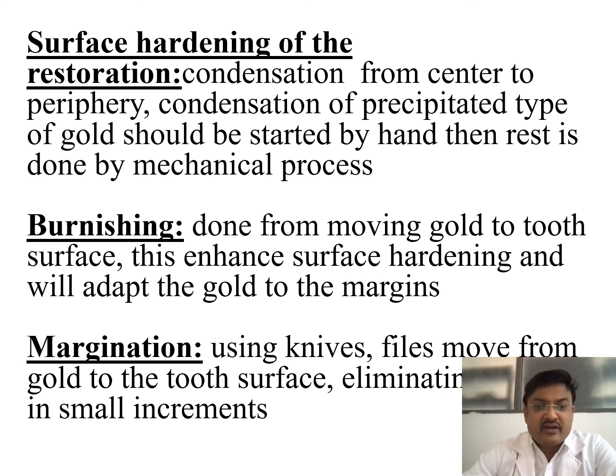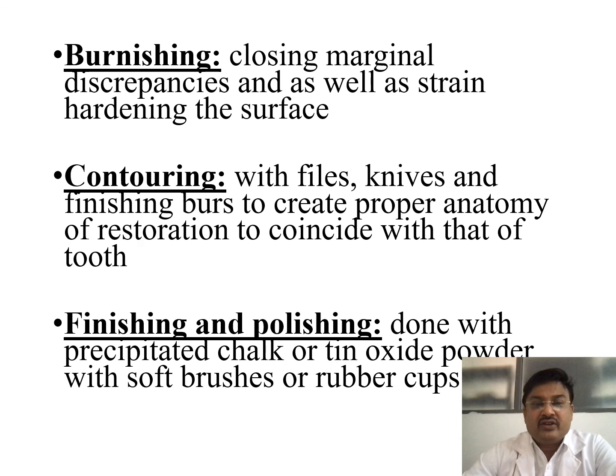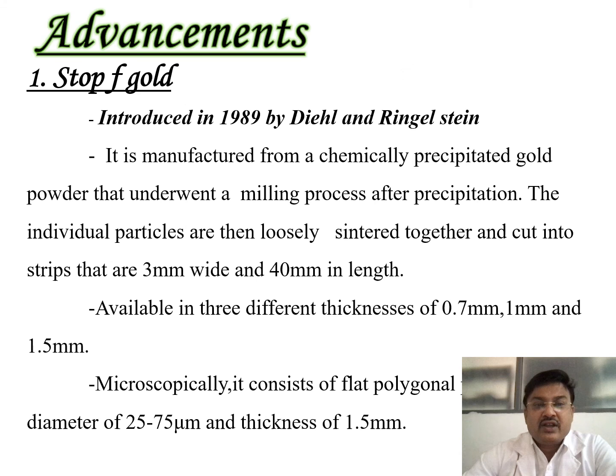Margination is done by knives, files, moving from gold to the tooth surface, eliminating the small increments. Then you get to the burnishing, closing marginal discrepancies as well as strain hardening the surface, contouring with files, knives, and finishing burs to create proper anatomy of the restoration to coincide with that of the tooth. Finishing and polishing is done with the precipitated chalk and tin oxide powder with soft brushes and rubber cups.